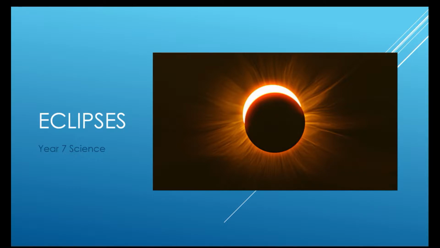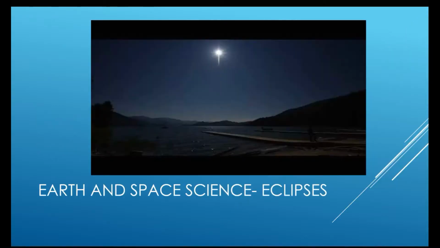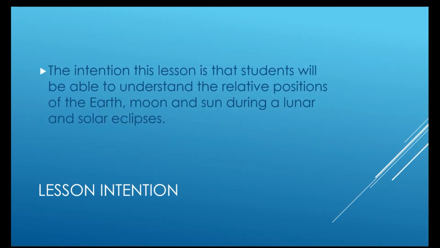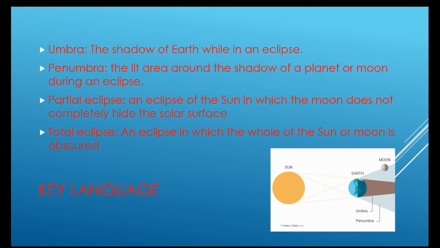This tutorial will basically be running through the Eclipses lesson that you missed out on, and there'll be certain activities and things to write down as you go along. If you do choose to watch this video, please go to the lesson in Daymap where you'll find it attached to the lesson plan. The intention of this tutorial is that you will understand and be able to look at the relative positions of the Earth, Moon and Sun during a lunar and solar eclipse.